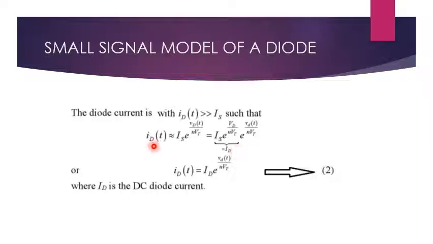Please see the difference. Small i_D(t) is the small signal instantaneous current, and this capital I_D is the DC diode current, because we have applied the bias signal, which is capital V_D. When you apply this capital V_D, obviously you will have a capital I_D into R_D, since V equals I into R. So I_s e to the power of V_D over eta V_T, I am replacing with I_D. Right, now e to the power of v_d(t) by eta V_T.